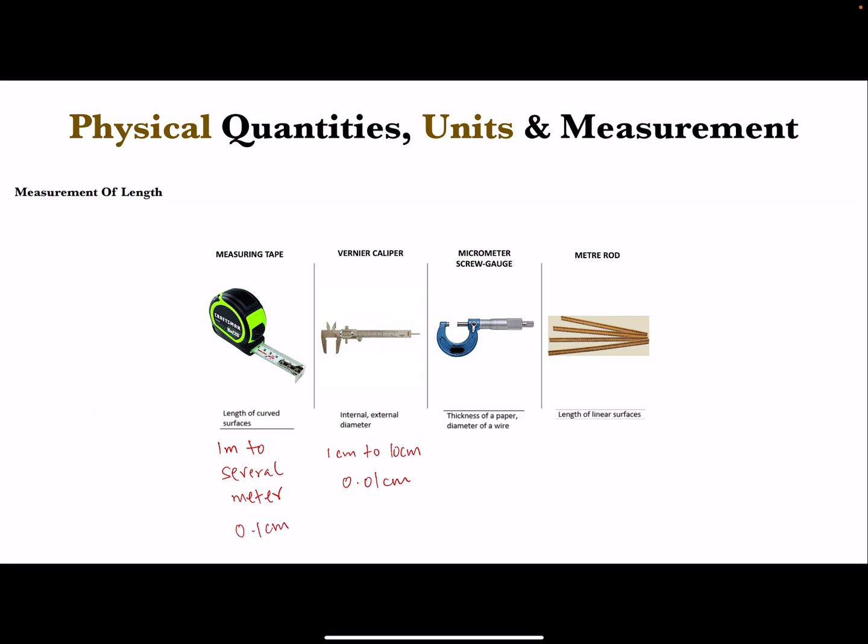The micrometer screw gauge is what measures the smallest of distances, less than 2 centimeters, and its precision is 0.001, my apologies, centimeters. And finally, the meter rod, it's used to measure distances up to 1 meter. And its precision is 0.1 centimeters, similar to the measuring tape. But one key difference is that measuring tape can measure longer distances and it can measure length of curved surfaces.